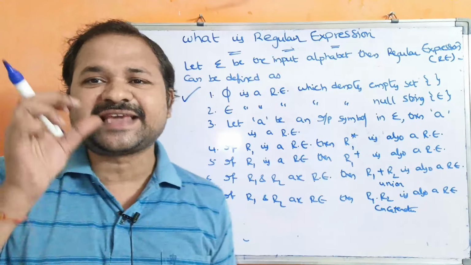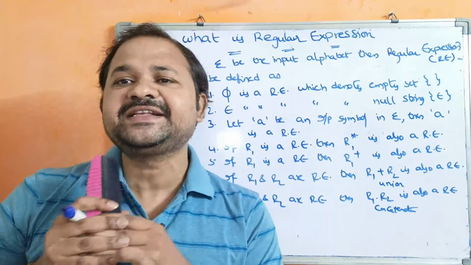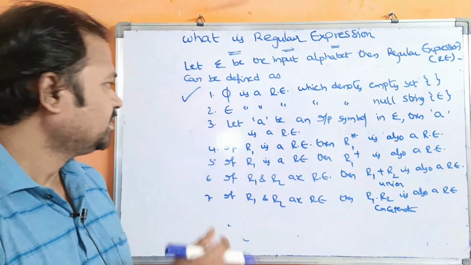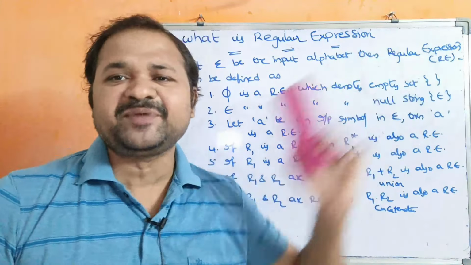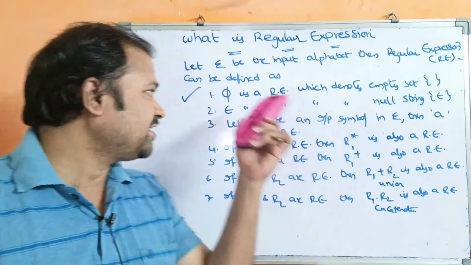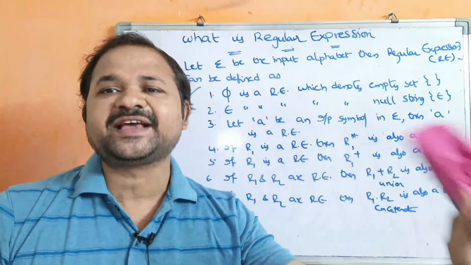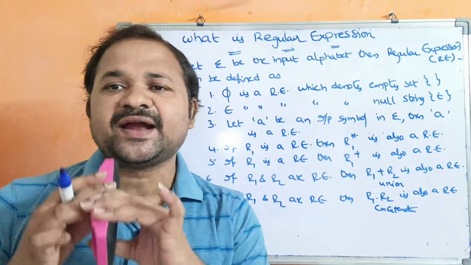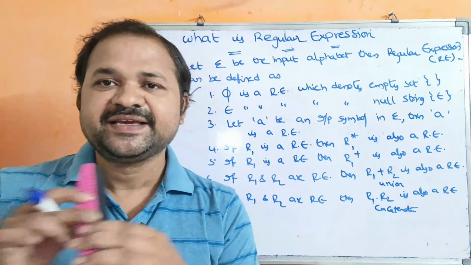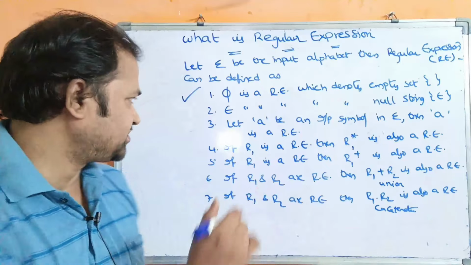So phi means empty set. Empty set means the set doesn't contain any elements. So if we have an empty set, then we can represent that empty set by using the regular expression phi. So phi is nothing but a regular expression which is useful in order to represent the empty set. Empty set means the corresponding set doesn't contain any elements.